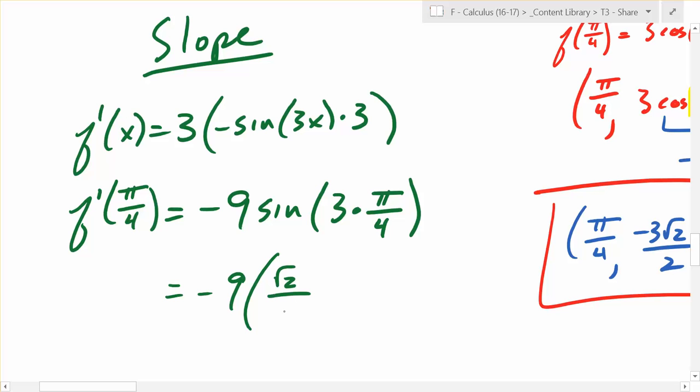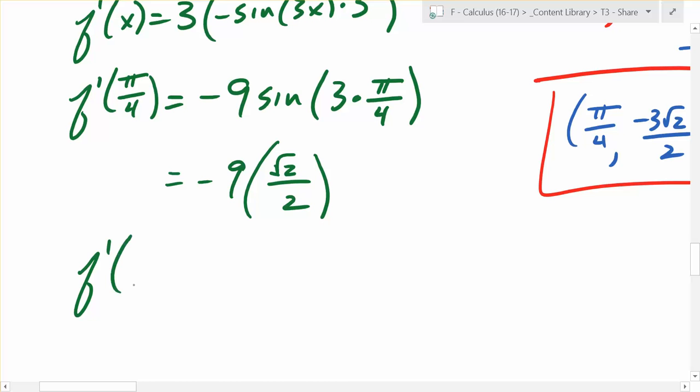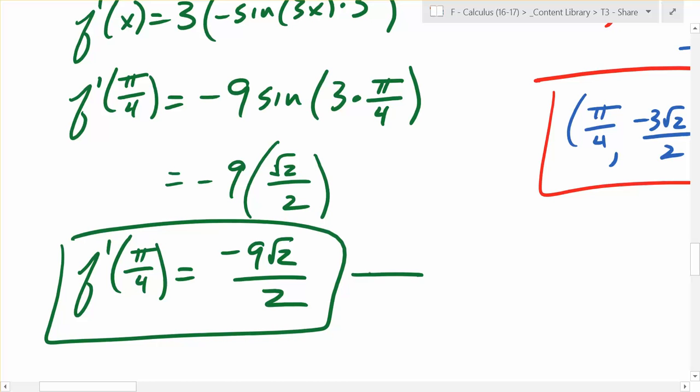Root 2 over 2. When we solve for that, are we finding the x or y? We just plugged in the x value, and we're getting y. So that right there is also known as, not the point, what is that? Slope. That's the slope. Once you have the point and slope, are you done?